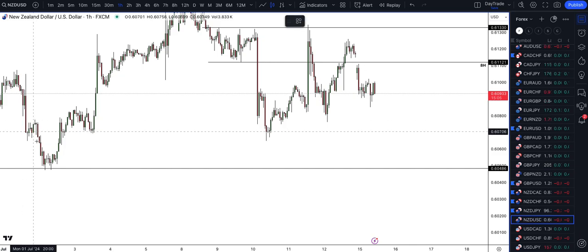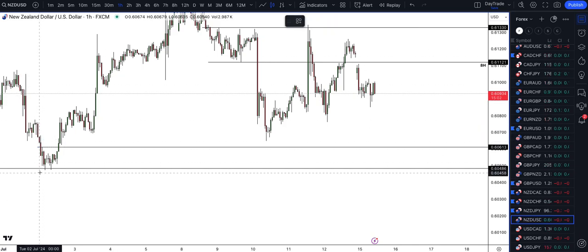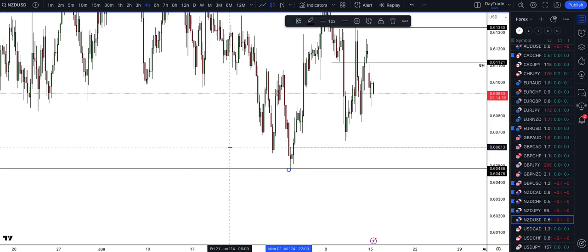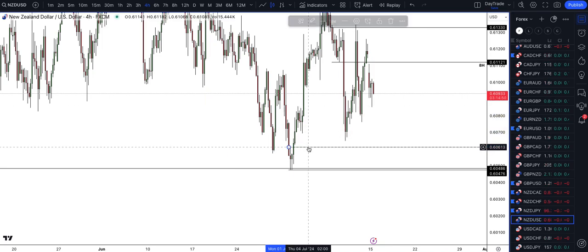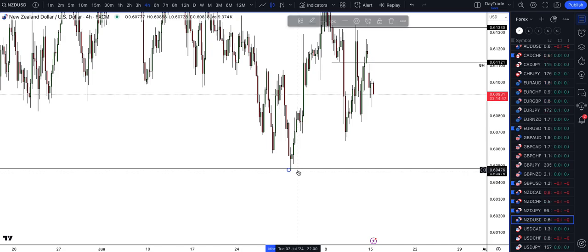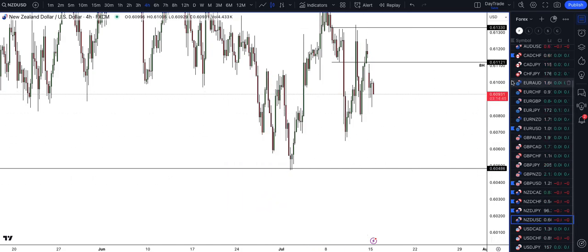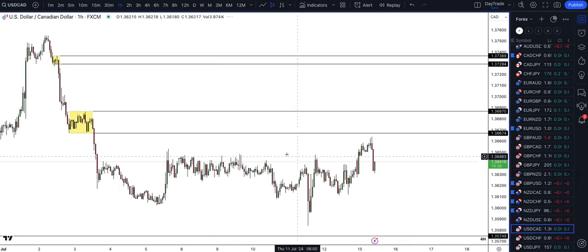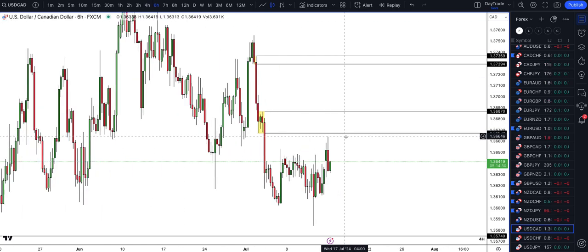I mean, this zone here could be one on the 4-hour. How far has that gone? Nope, not big enough leg out. Leg in looks good though. Okay, and the hourly. Nah, nothing. Dollar CAD. So just come up and missed this supply zone, which is a 6-hour supply zone.